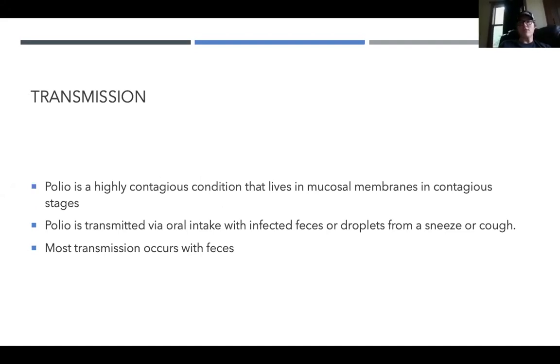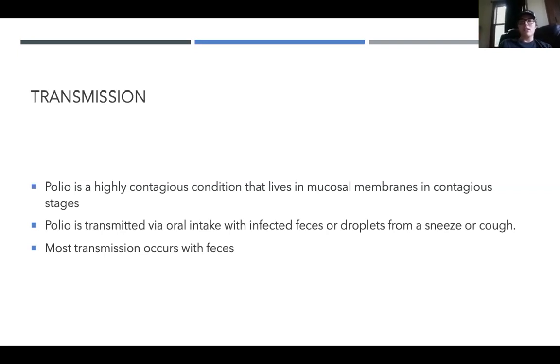The most common transmission, though, is feces. So make sure you're washing your hands, because polio is shed in the feces, and live viruses can last for a while on there. So whenever you touch something that's been in contact with polio-infected feces and then immediately touch your face or other mucosal membranes, then you're almost guaranteed to get it that way.